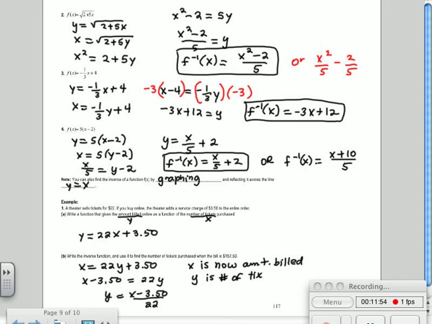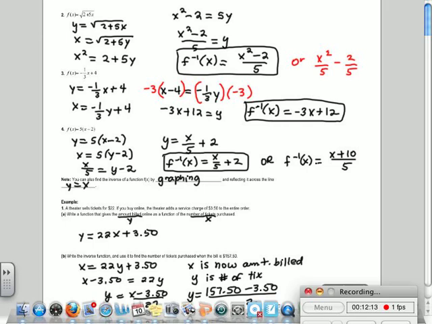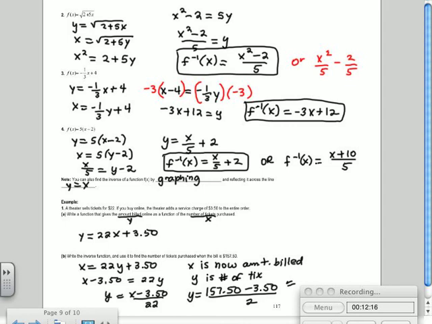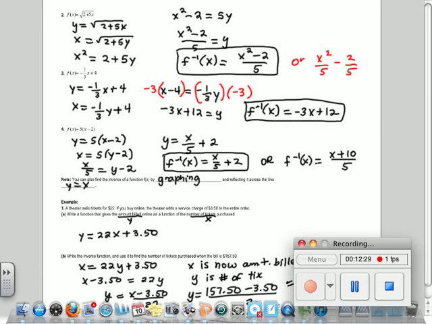All right, so when we find this, we're finding the number of tickets purchased when the bill was $157.50. So I'm going to plug in $157.50 for x. Did anybody do that? What's it equal? 7 tickets. So 7 tickets. Makes sense? Any questions?